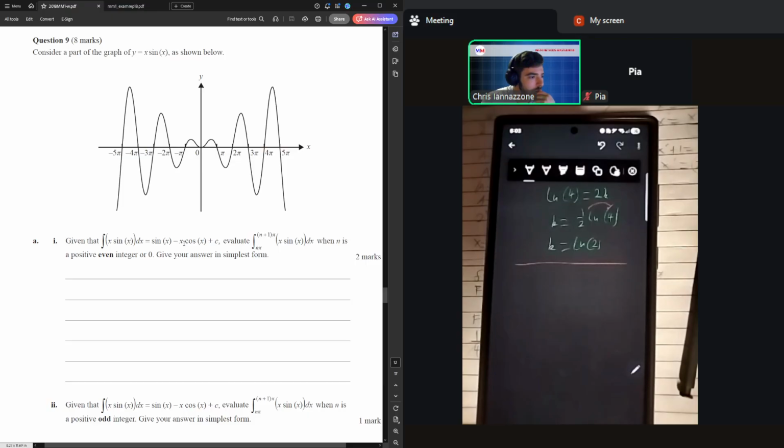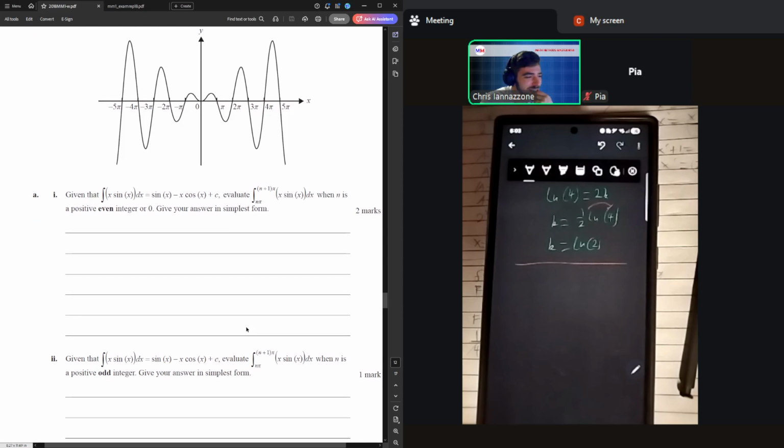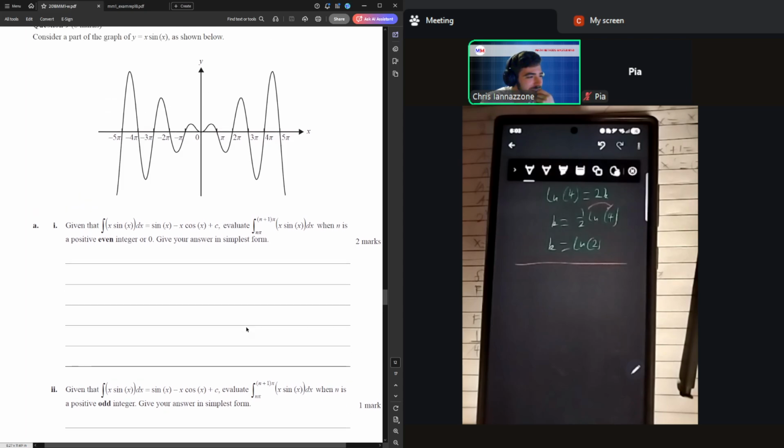Oh, question 9, more definite integrals. Pleasant. This was definitely a weirder one. This was my exam, by the way, that I graduated on. I'm not 100% sure that I would have done particularly well on this one, at least at the time. I should be fine with it now. I guess I'll find out.